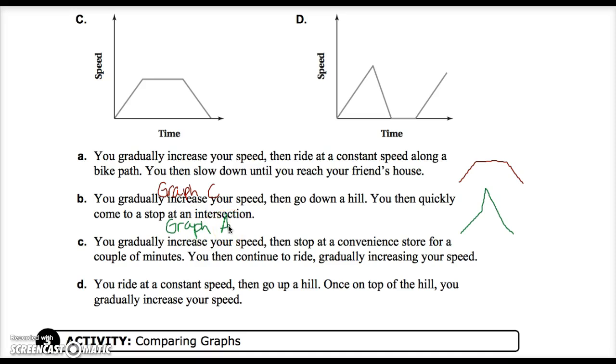So we have B and D left. Okay, part C says you gradually increase your speed, and then you stop at a convenience store for a couple of minutes. So you gradually increase, and then to stop, you're going to have to slow down. Stop at a convenience store, so your speed is nothing. And then you continue to ride, gradually increasing your speed. Okay, and I can tell right here, this is graph D.